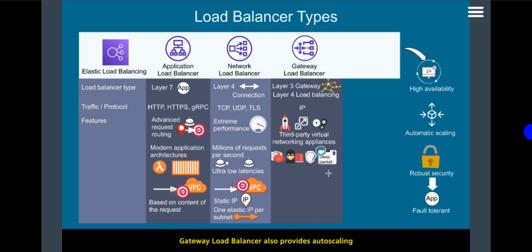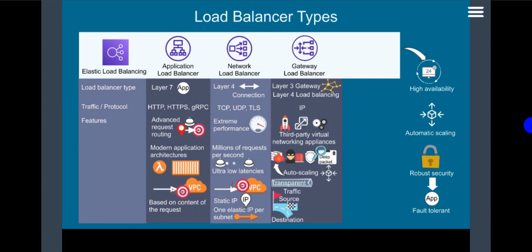Gateway Load Balancer also provides auto-scaling for fleets of third-party appliances. It is transparent to source and destination of traffic. They are well suited for working with third-party appliances for security, network analytics, and other use cases.